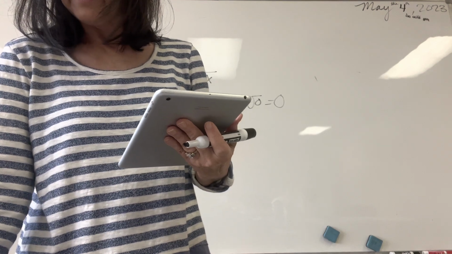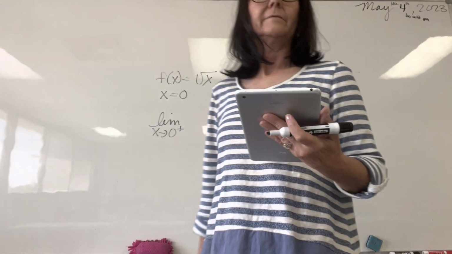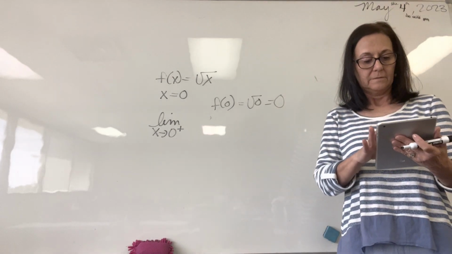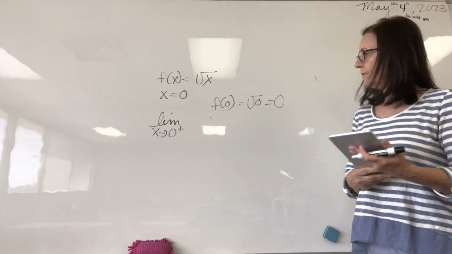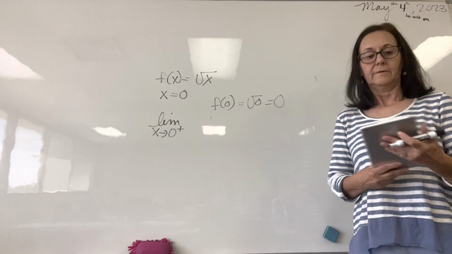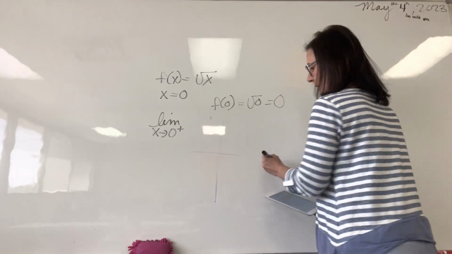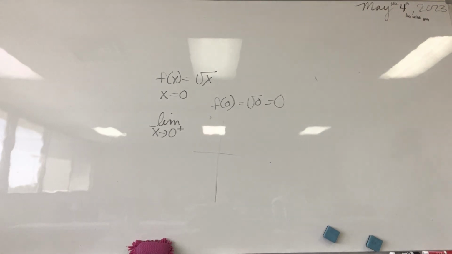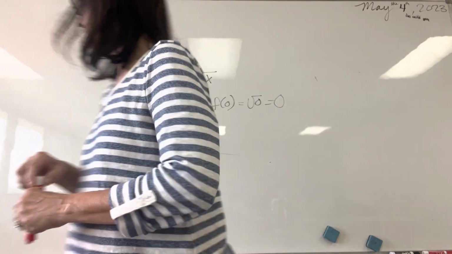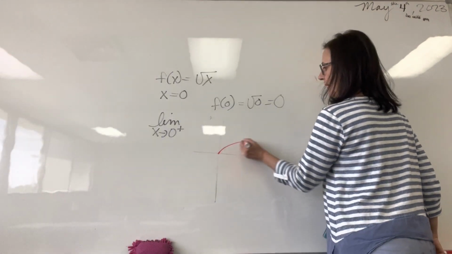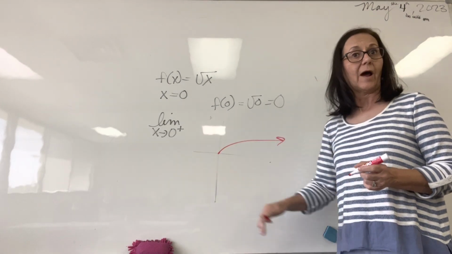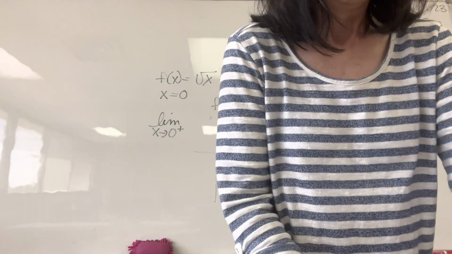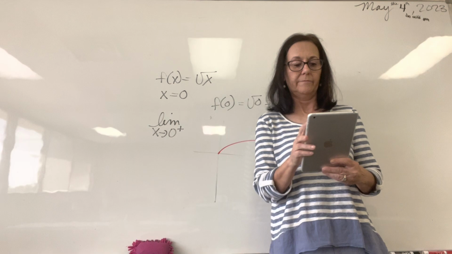But what if I were coming from the left? What do you know about this graph? Could I come from the left? You should know about this graph. Square root of x starts at 0, just like a point there, and goes this way. So from the left, it's not defined. It's only defined from the right. Got it?